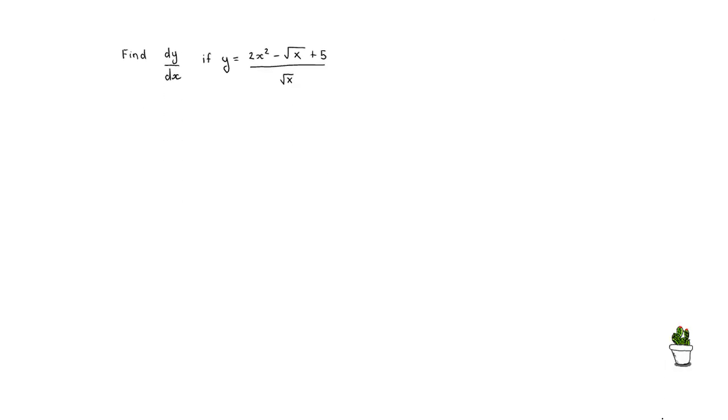Okay, going on to the last example, we have the question: what is dy by dx if y is equal to 2x squared minus the square root of x plus 5, all divided by the square root of x?